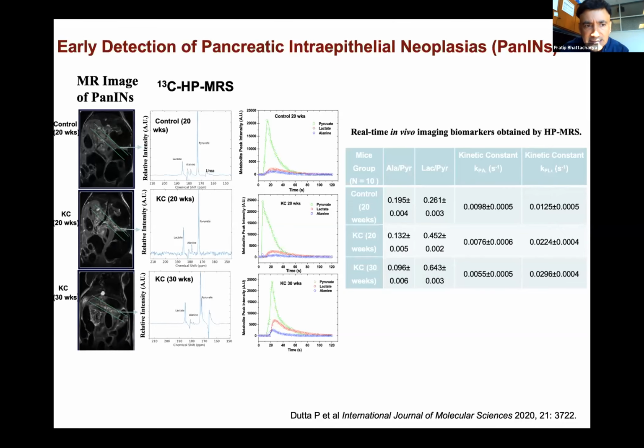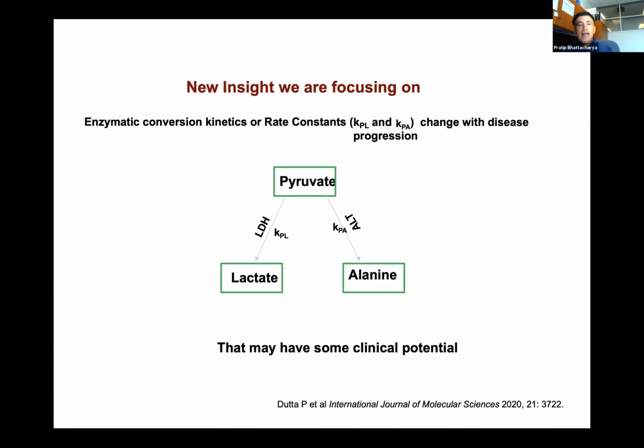I know this is kind of a busy slide. So this is the control, meaning normal pancreas. But look, as we move towards pancreatic cancer, the alanine is decreasing and lactic acid is rising. In fact, we also measured the alanine to pyruvic acid conversion and the lactic to pyruvic acid conversion, and we can see that the rate constant is also different. So what we're now proposing, next slide, please: the alanine to lactate and pyruvate to lactate ratio and the rate constant.